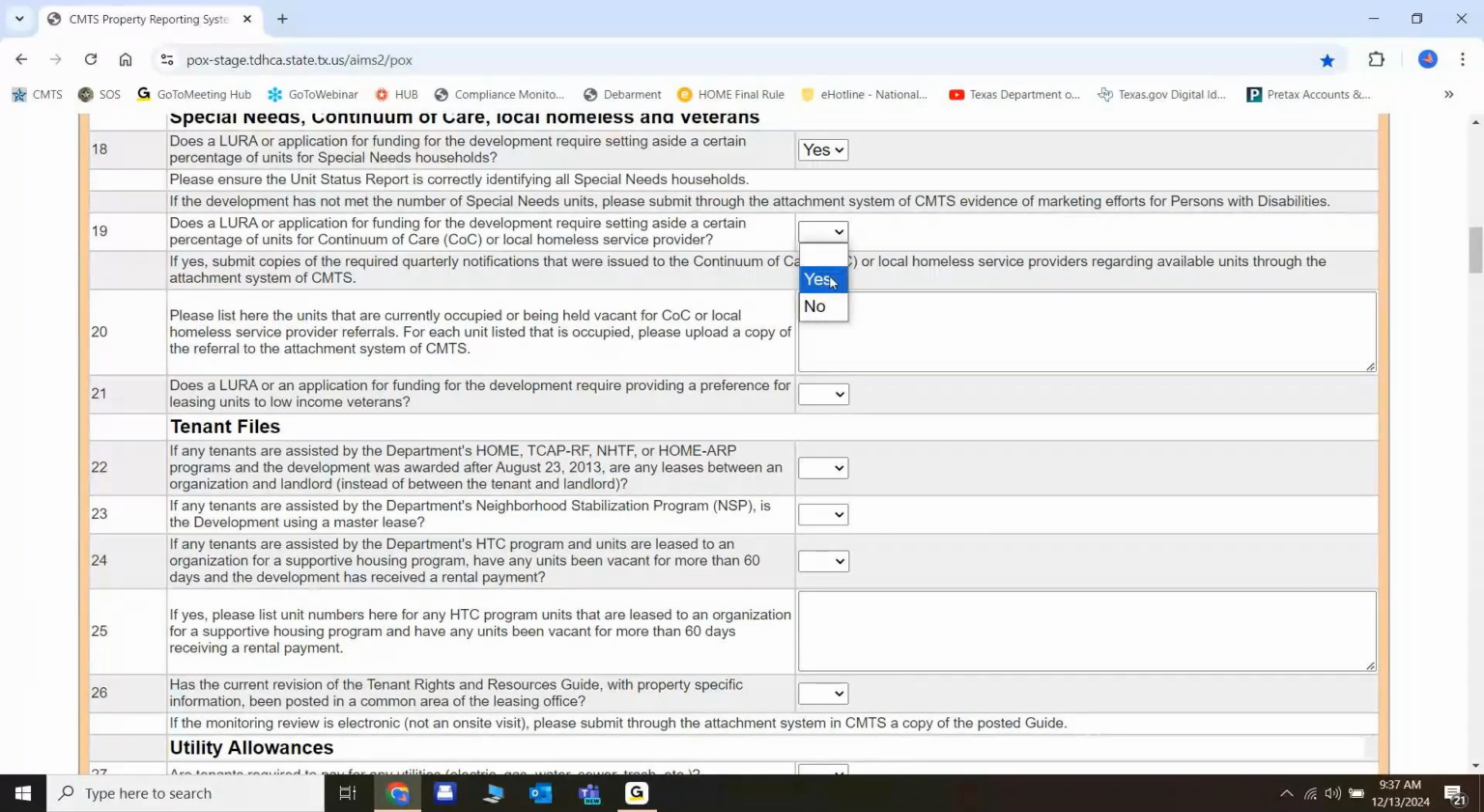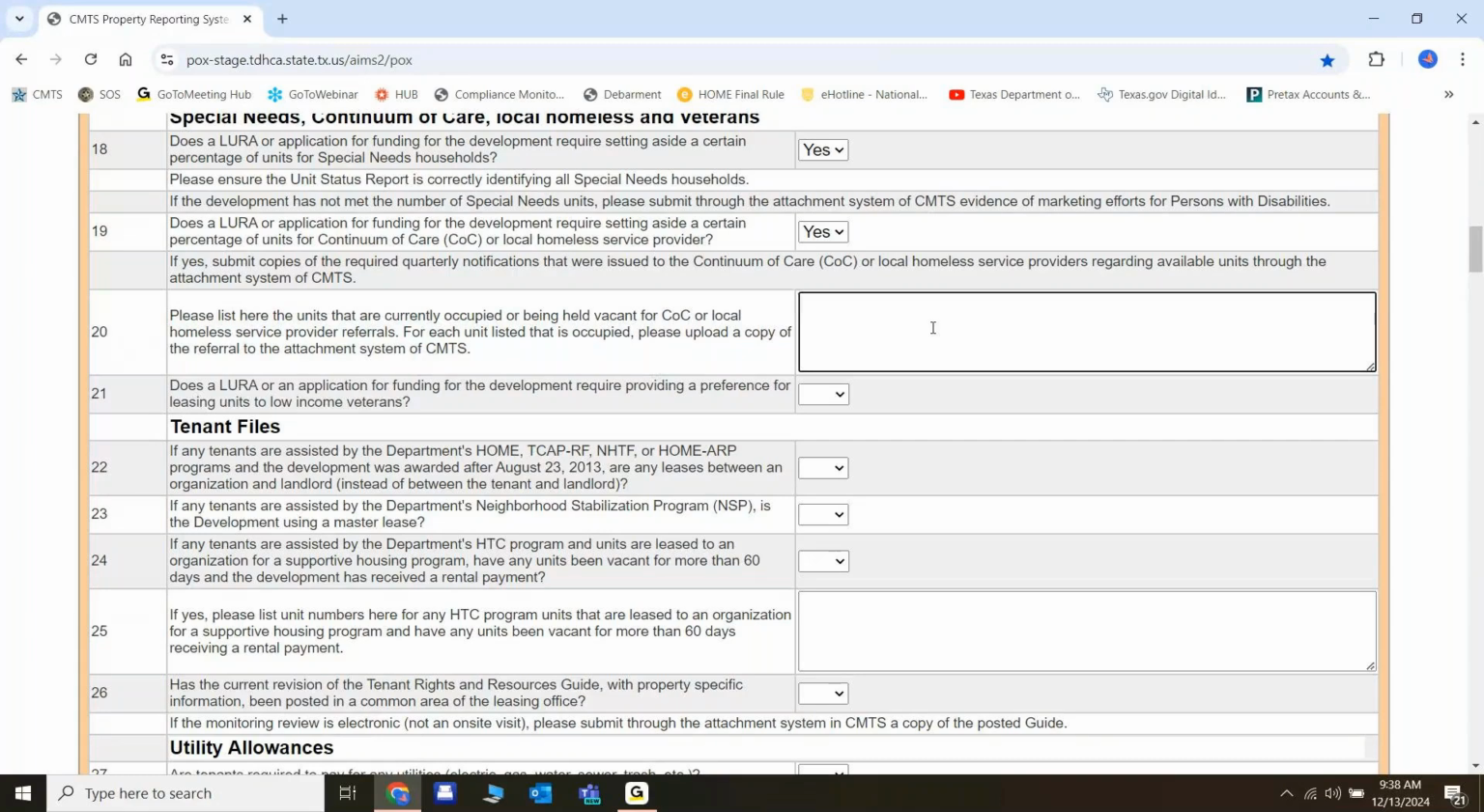If the answer is yes, then we need to see, because the LURA will require you to quarterly notify your continuum of care or local homeless providers your availability of units. So we're going to need to see that quarterly notifications, those letters you're sending out to your continuum of care or local homeless provider that I have these units available. So you're going to need to upload those. Also, we're going to need a list of the currently occupied, or vacant units, because these land use restriction agreements say that you have to hold vacant units for a certain period of time for your COC or local homeless provider referrals.